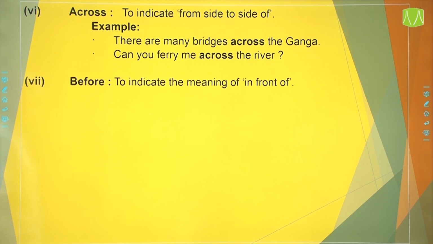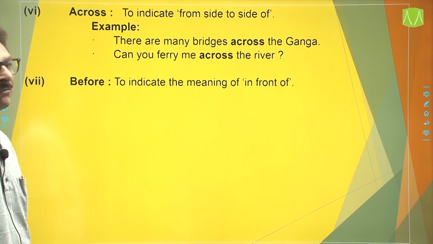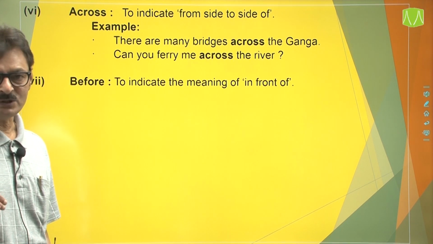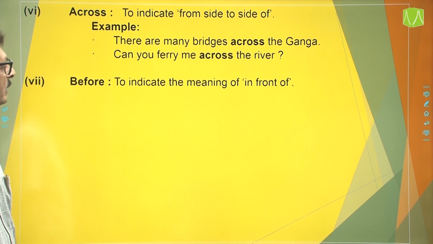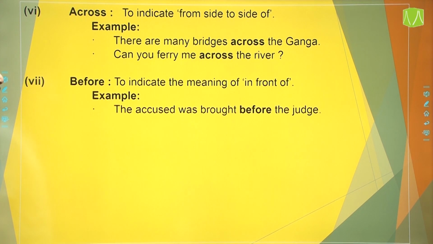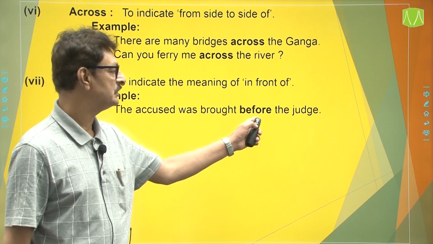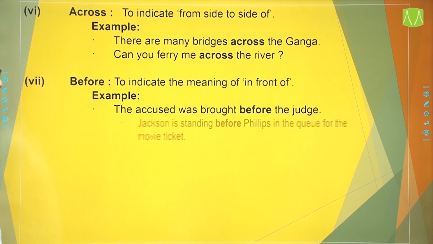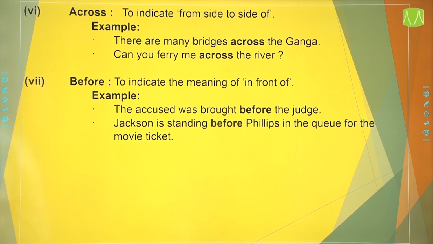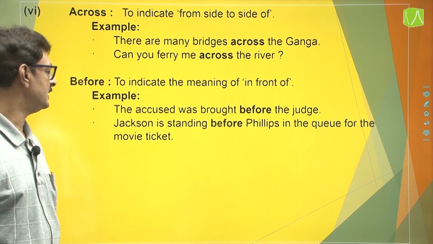Next, before, to indicate the meaning of in front of. To space or position के लिए, how do you use? Before, to indicate the meaning of in front of, आगे. Example, the accused was brought before the judge. Judge के समक्ष, judge के सामने, we use before. Next, Jackson is standing before Phillips in the queue for the movie ticket. तो Phillips के आगे खड़ा है Jackson.